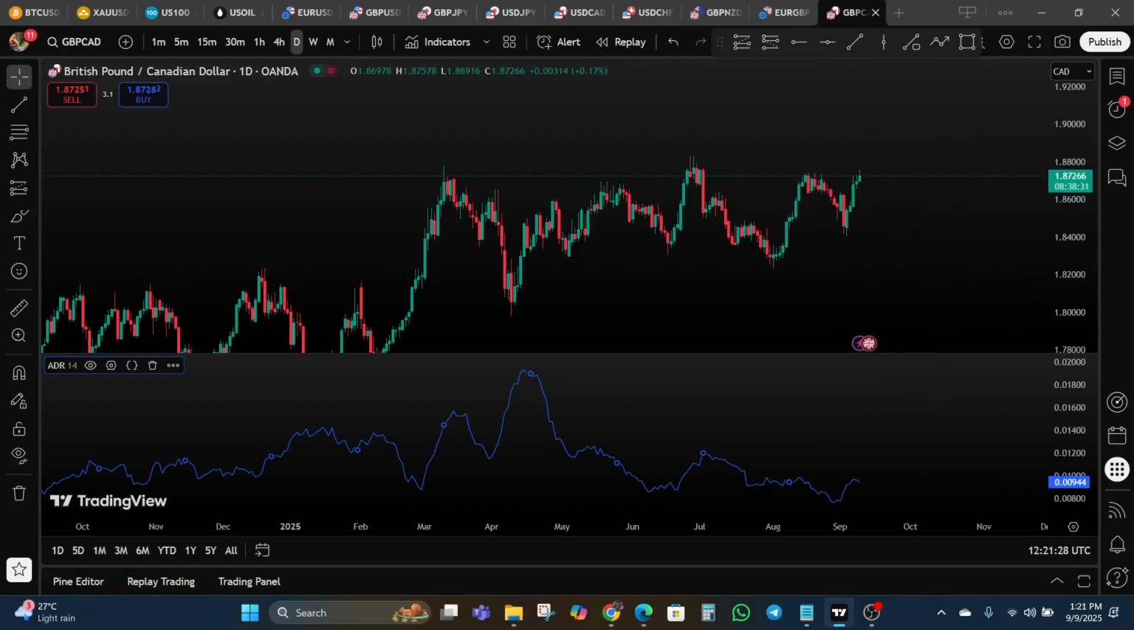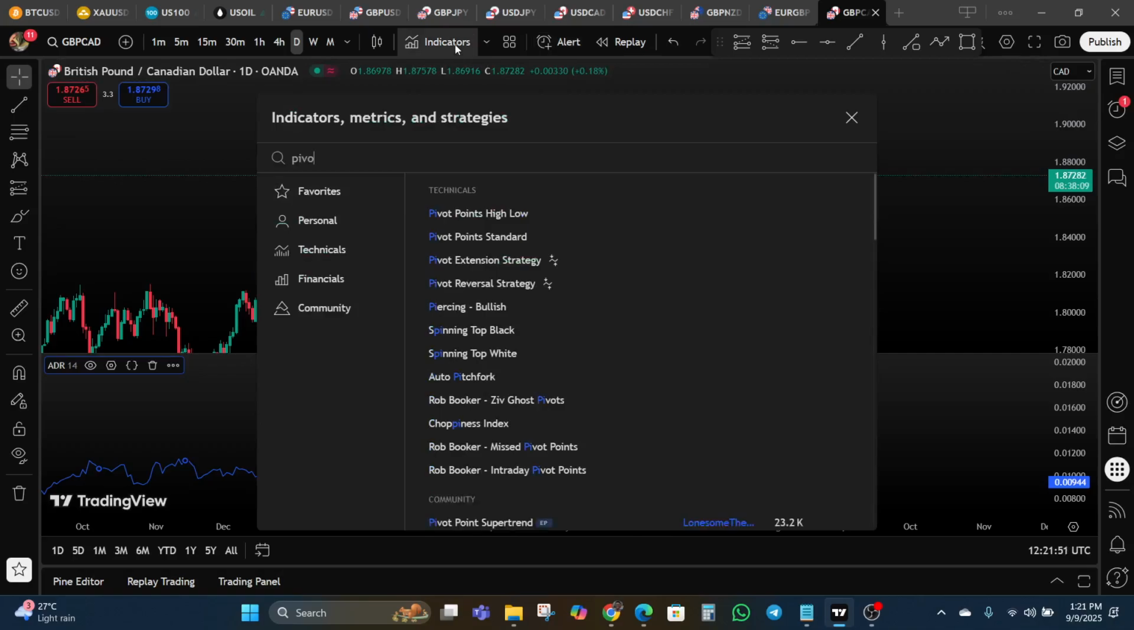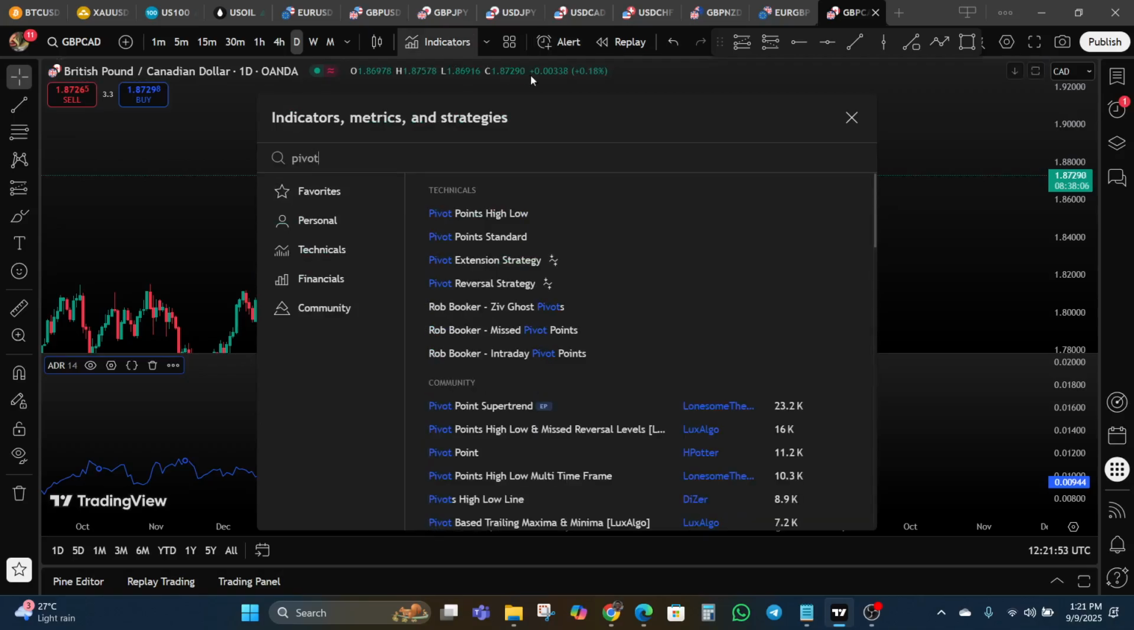Now pivot points are very important. They are critical support and resistance levels calculated from the previous day's price action. Pivot points give you a roadmap of where the market might stall, reverse, or continue. Now let's also check out a pivot point indicator. Indicators have made things easier. Instead of doing manual calculations yourself, you just make use of indicators that do the heavy lifting for you.